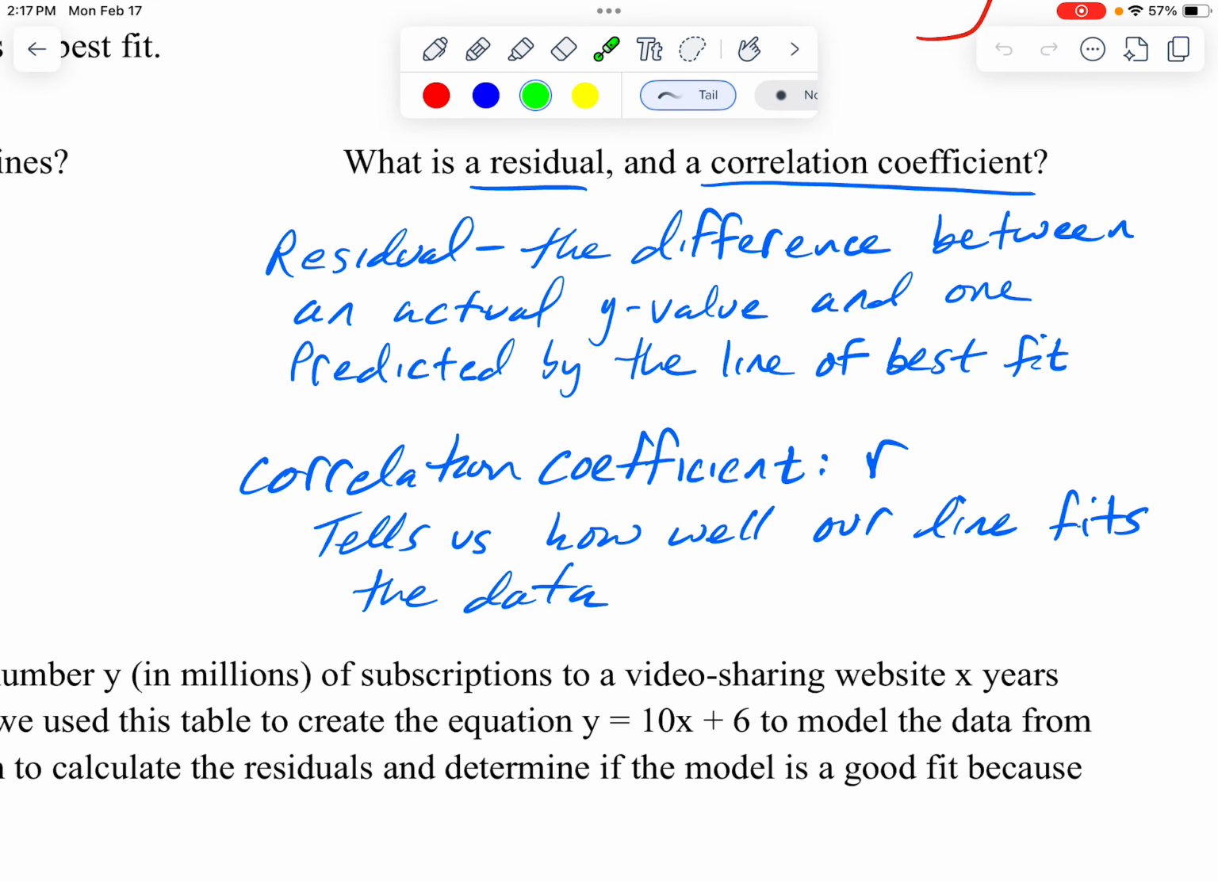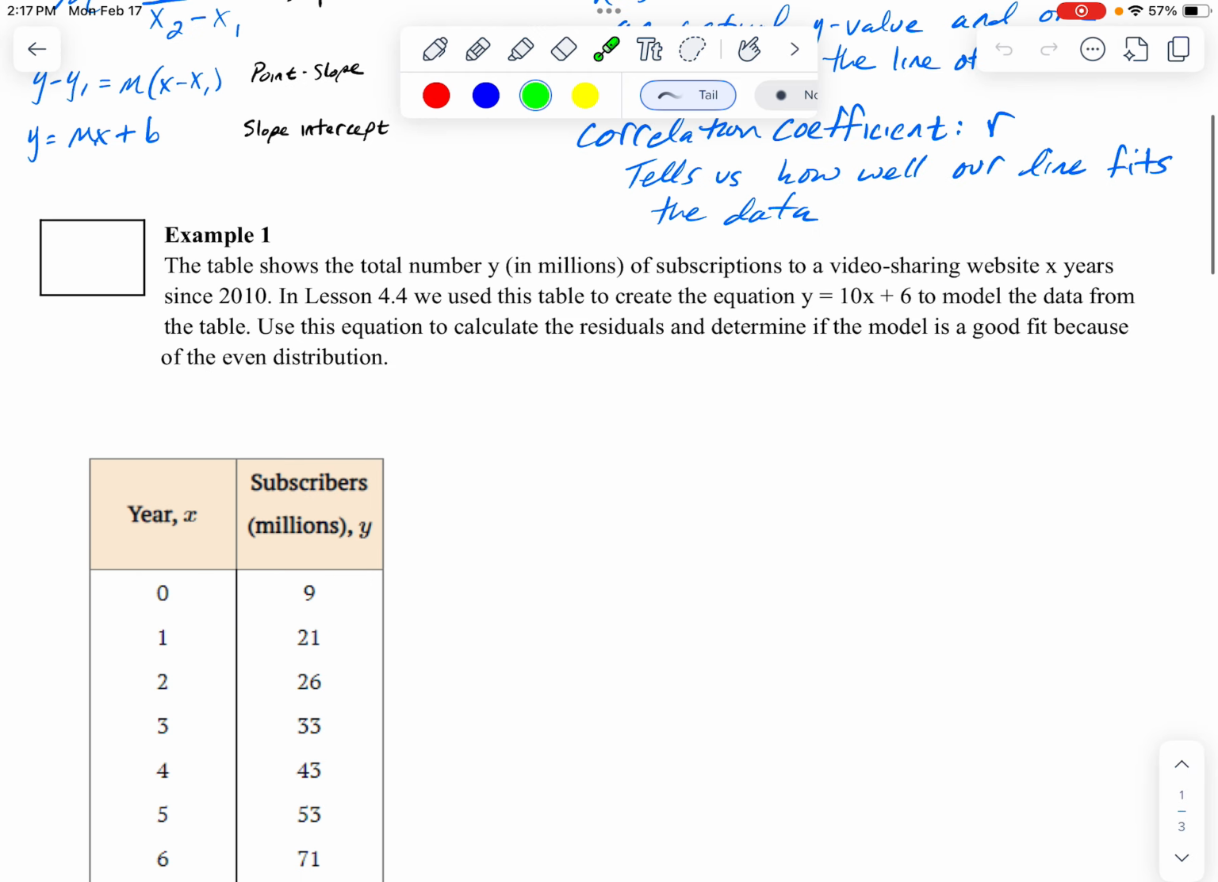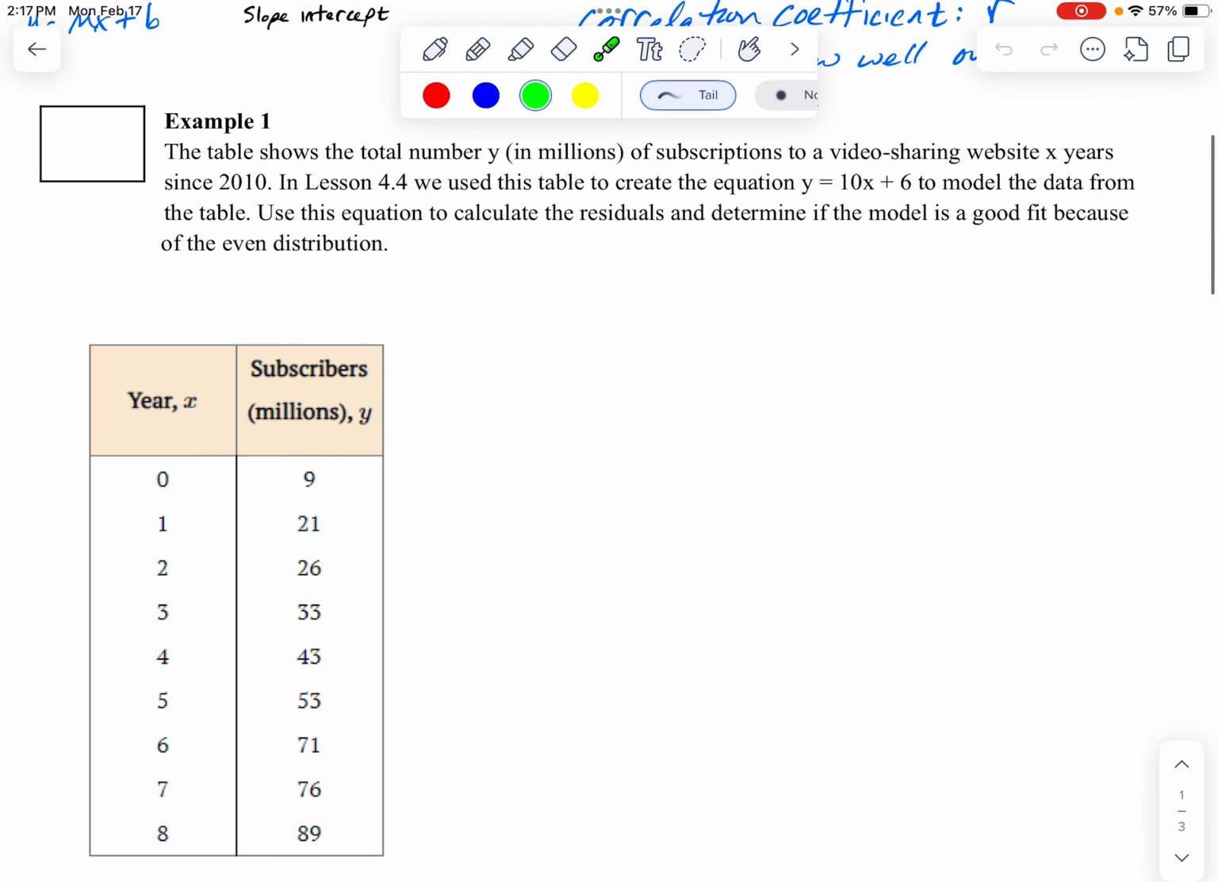Our next idea is a correlation coefficient, and we use the letter R for this, and we'll see an example of this in a few minutes. This number, or this R value, is an indication of how well our line of best fit actually fits our data. And we'll talk more about that again in a minute. So let's jump right in and start looking at a problem.